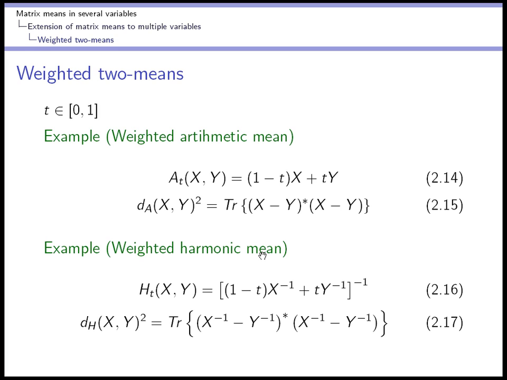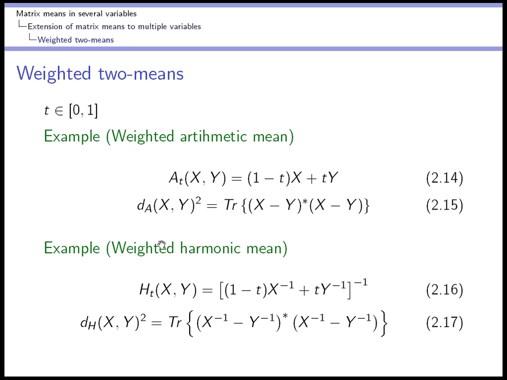What about weighted 2 means? What we know is that, for instance, in the arithmetic mean case, there is a natural extension of the arithmetic mean to a weighted arithmetic mean. We can see it in 2.14. Now, it is a geodesic line in Riemannian space, which has a corresponding distance function. This is actually a Euclidean space. So it has some very nice properties.